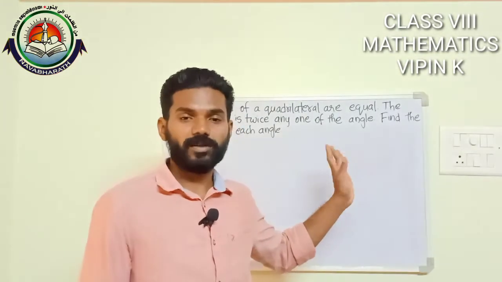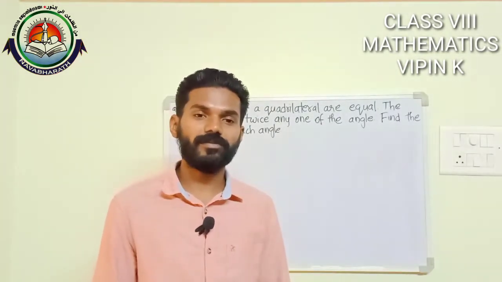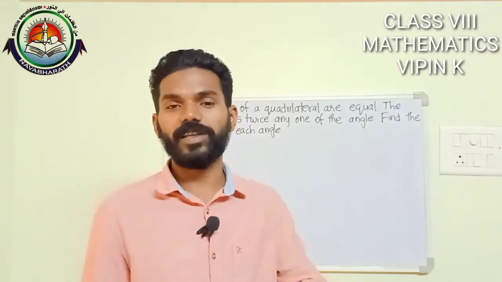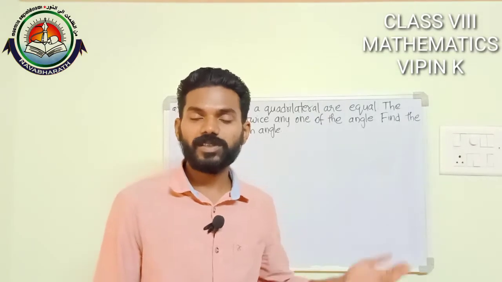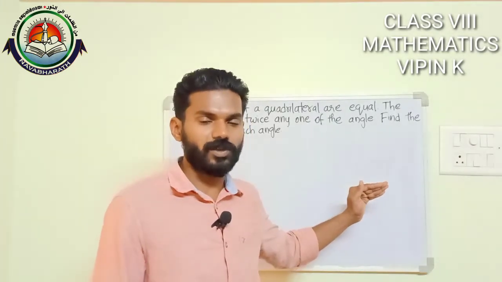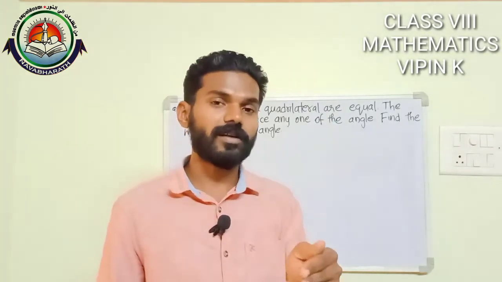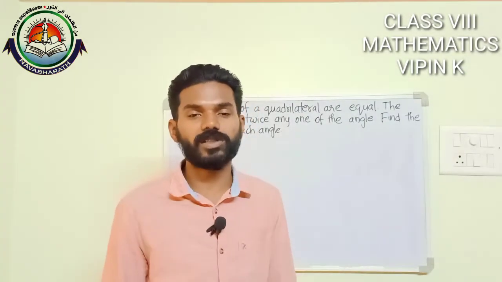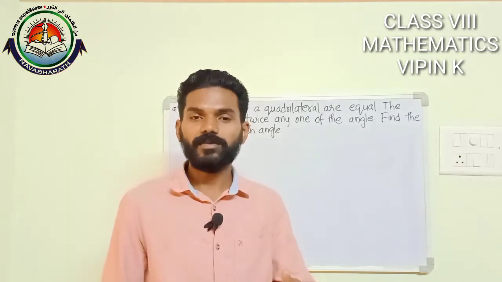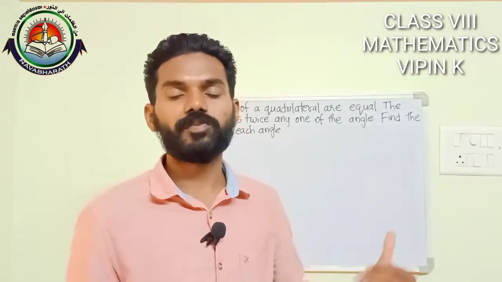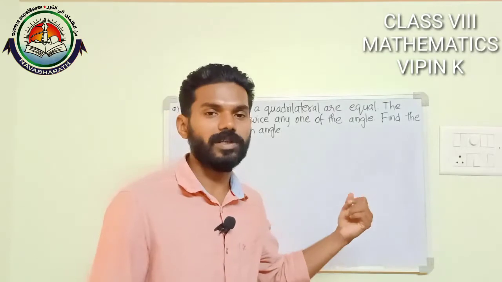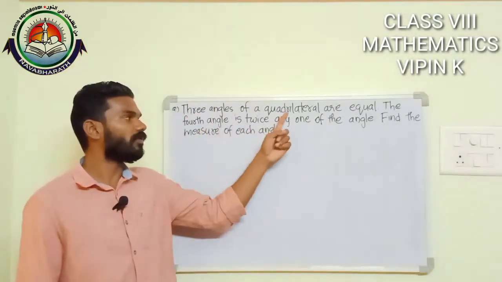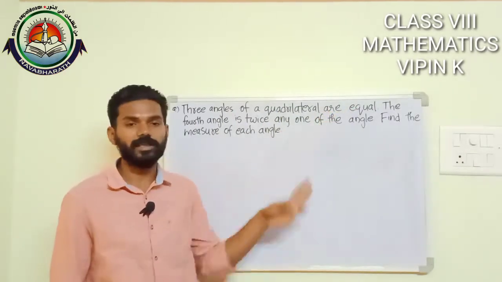Here is a question given for you. First of all, you need to read and understand the question very well. And since the question is related with geometry, it would be better if you can draw some figures related with this question. Okay, then we can easily solve this problem. So let's do it. The question is, three angles of a quadrilateral are equal.